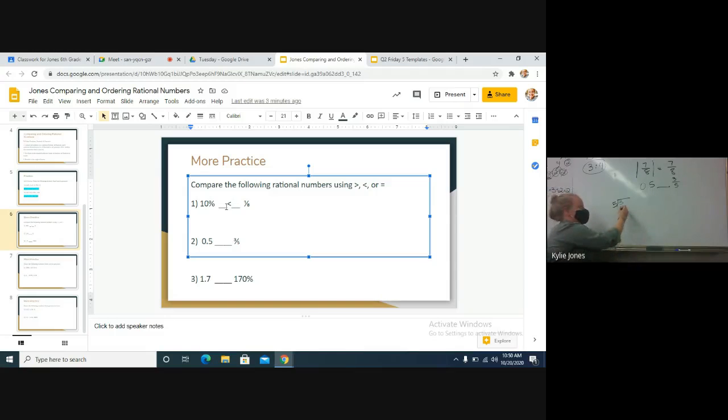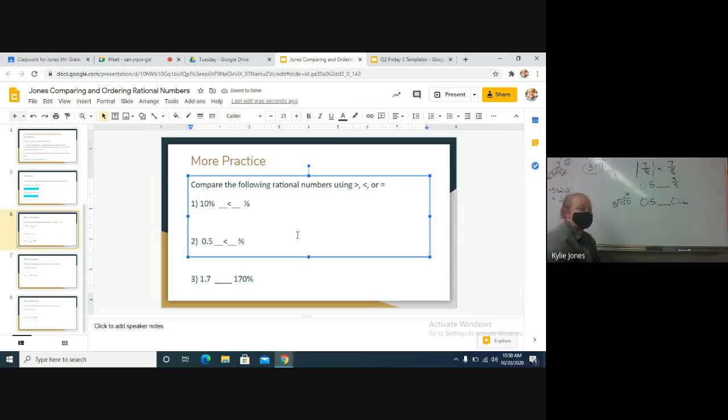Does 5 go into 3? No. So we have to add a decimal and a 0 and bring it straight up. Does 5 go into 30? How many times? 6 times. So our decimal that we're comparing here is 0.5 compared to 0.6. Is 0.5 less than, greater than, or equal to 0.6? Less than. Good.